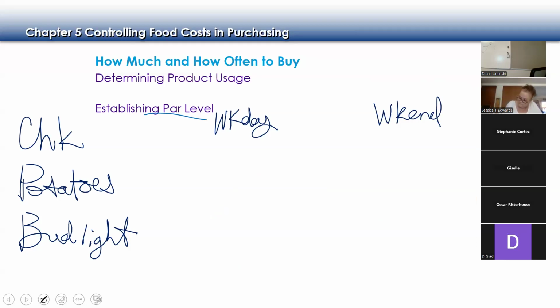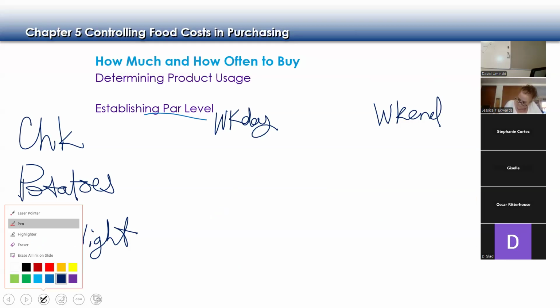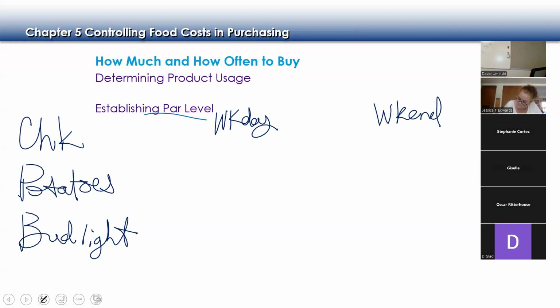Okay. So let's talk about chicken for the weekday. If we look at our notes page, the highlighted days, Monday and Friday, are our deliveries. So on Monday, Tuesday, Wednesday, Thursday, how much chicken do we use? 2 cases each day. Then 2 times 4 days, Monday, Tuesday, Wednesday, Thursday, so we use 8 cases. My par is 8.